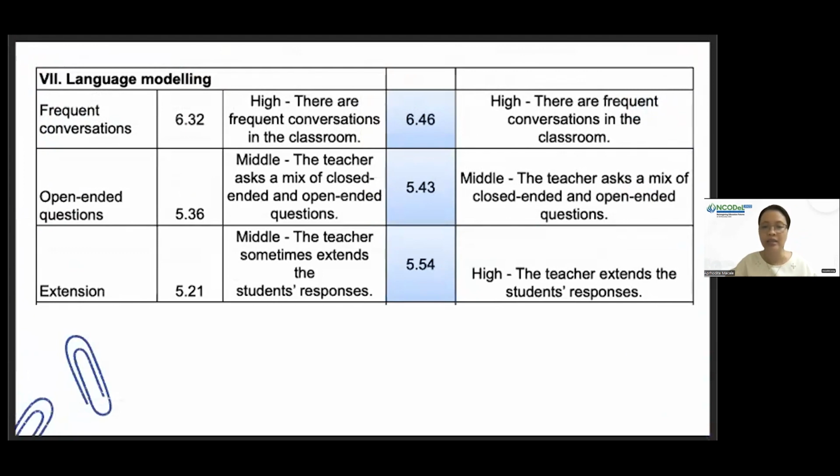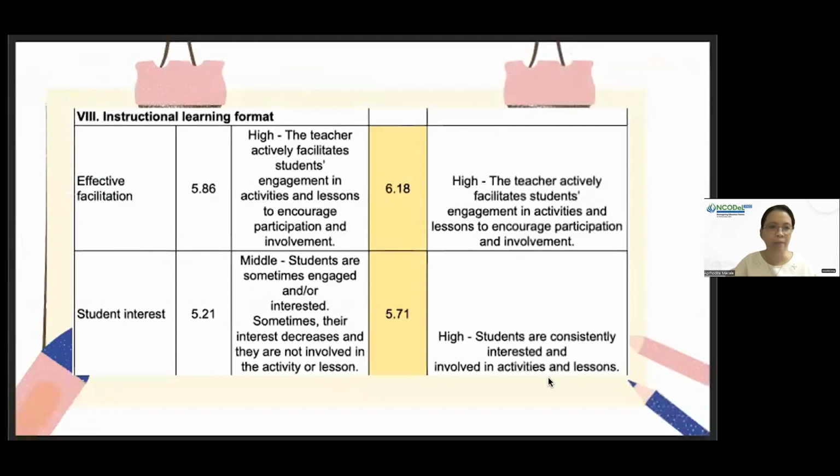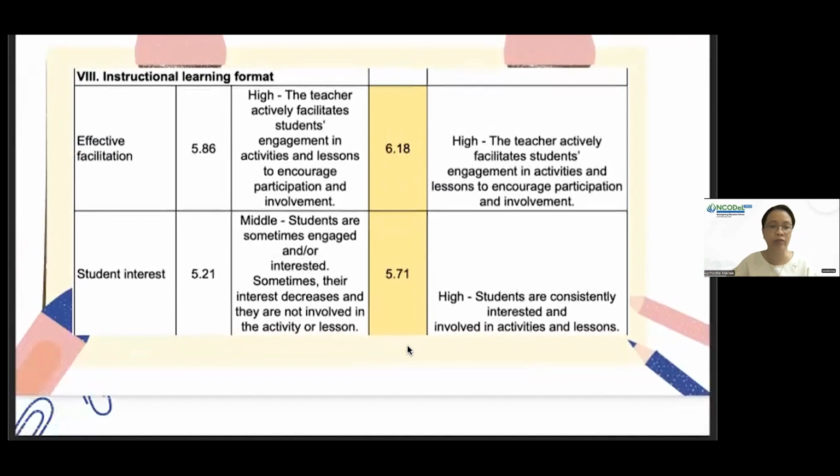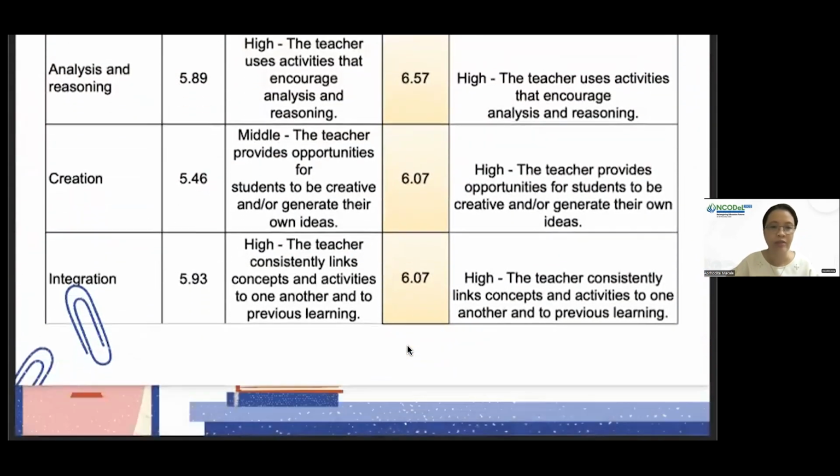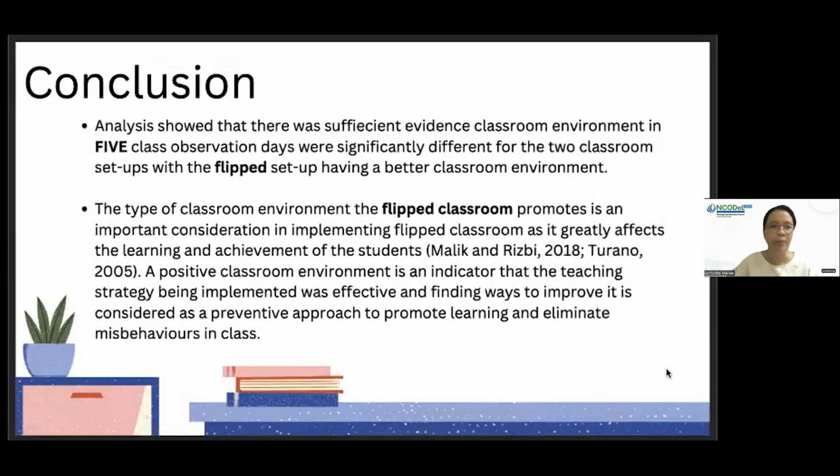And applying statistical analysis, we have found that... The highlighted part, yellow, means the flipped classroom again scored better than the peer instruction or the conventional classroom. For concept development also. Now, at the end of the implementation and after statistical analysis, we found that the flipped classroom setup scored better than the conventional classroom. There's a significant difference in the two classroom setups.